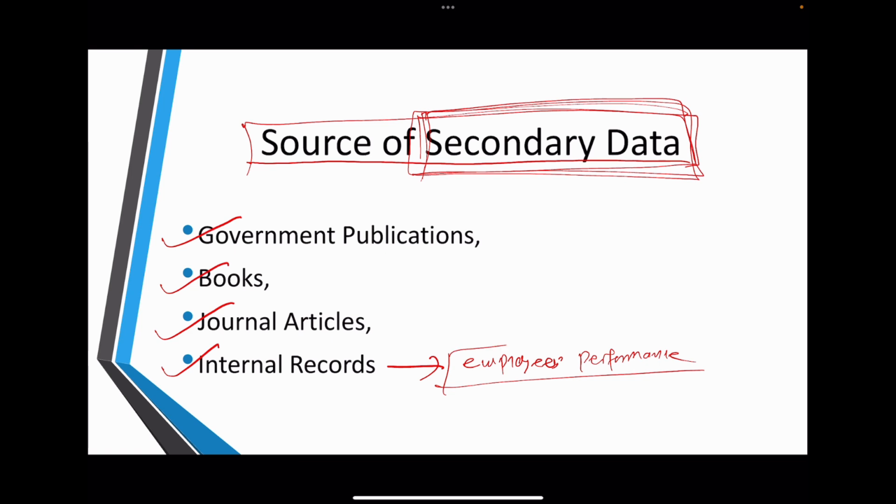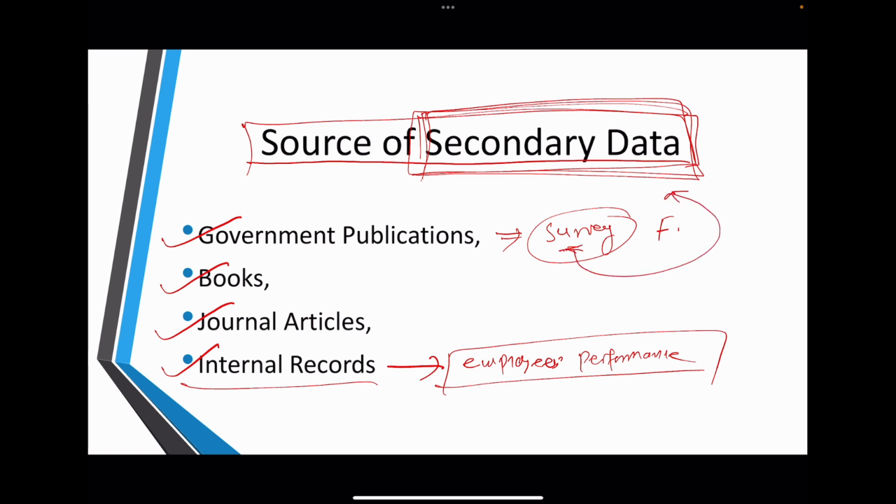Sometimes we get the data from internal records, such as employee performance, and government publications, meaning some survey data. Let's say in the US we have the Federal Employee Viewpoint Survey. This is one survey that can be considered secondary data if you want to use that survey in your research. So these are the sources of secondary data.